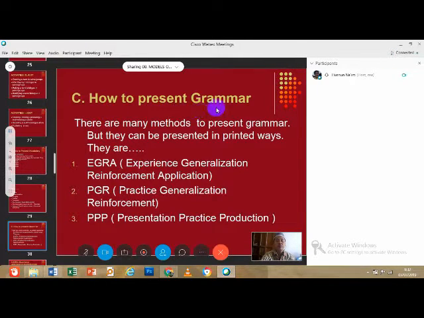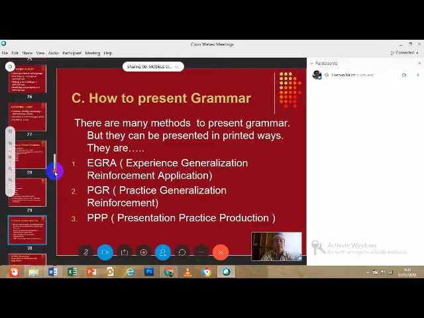And then how to present grammar. There are many methods to present grammar, but they can be presented in three ways. They are ECRA. ECRA means experience, generalization, reinforcement, application. PGR: practice, generalization, and reinforcement. 3P: presentation, practice, and production.